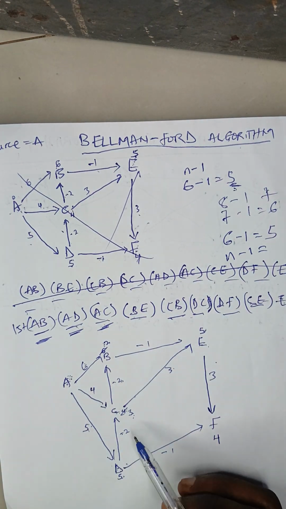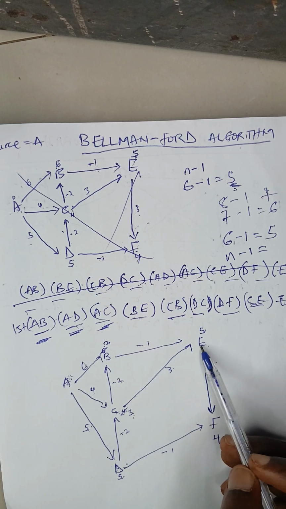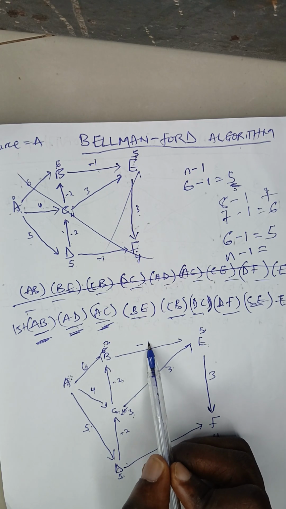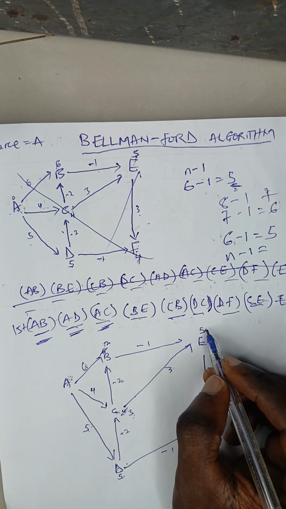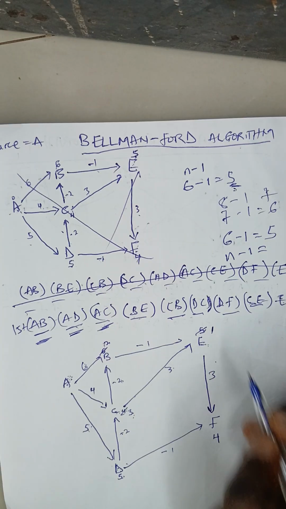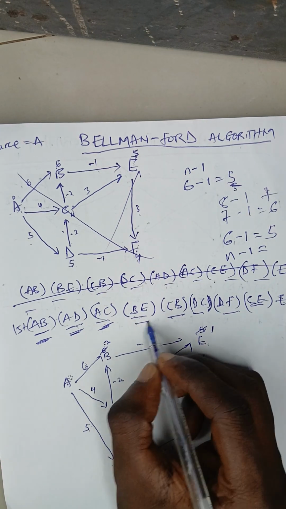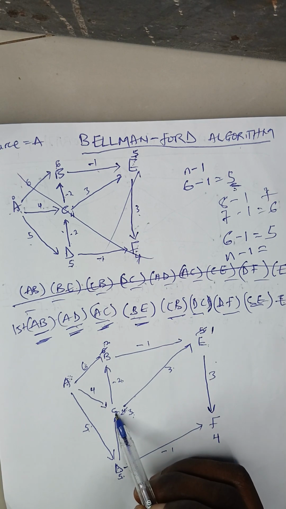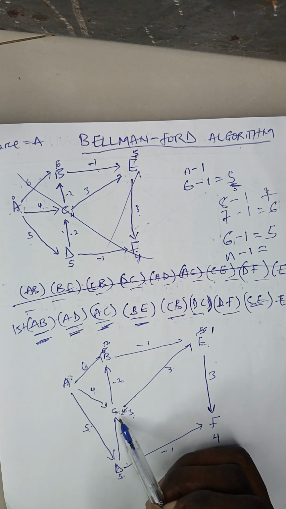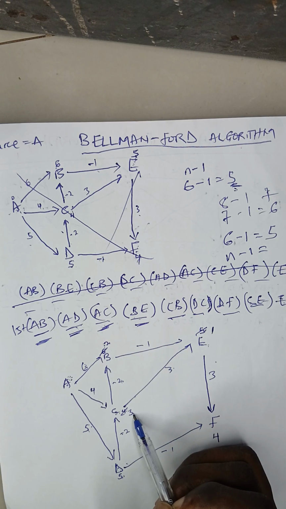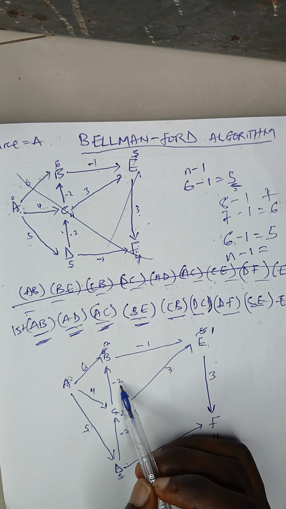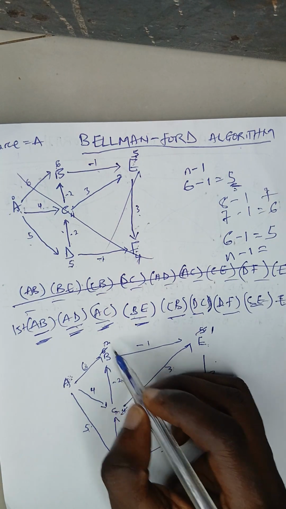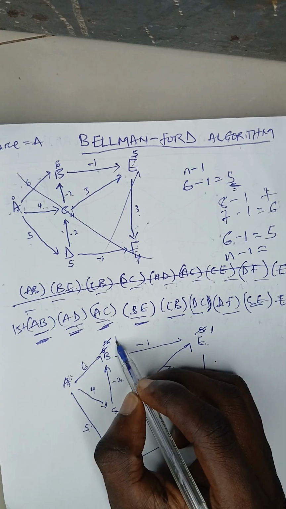BE. B is 2. 2 minus 1 will give us 1. But here is 5. So you update it. 1. CB. C is currently 3. 3 minus 2 will give us 1. Here is 2, so you update it. 1.